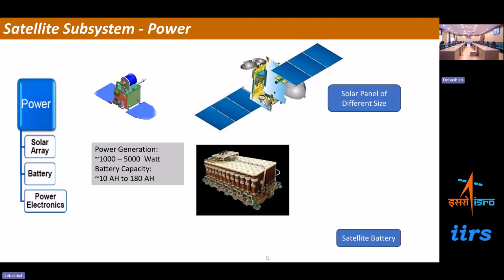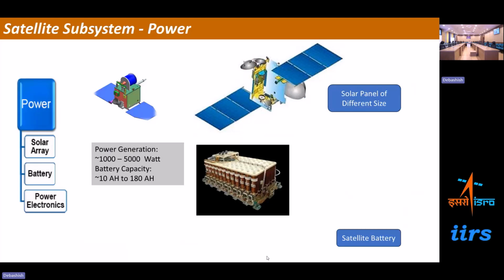Then the battery. The solar panel can generate power when there is sunlight. But sometimes the satellite goes into eclipse. When it goes into eclipse, the solar panel cannot generate power. Then we need power from the battery. So you need to equip a satellite with a battery also.